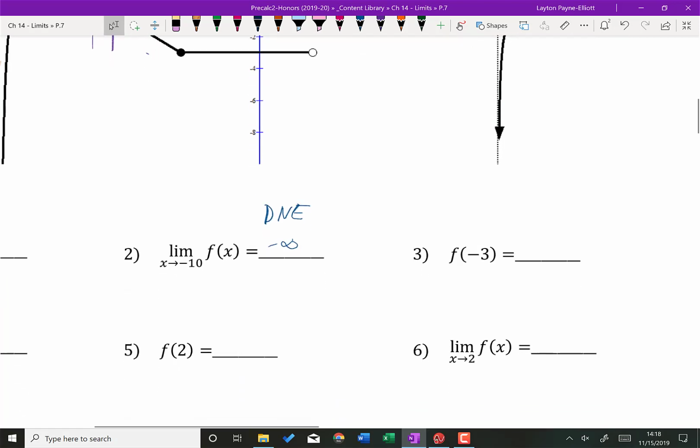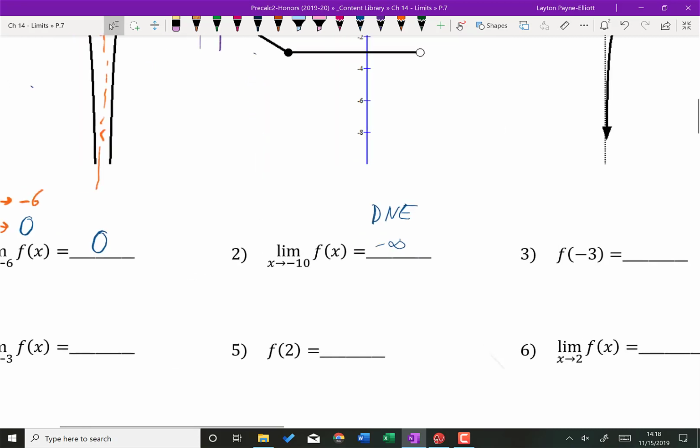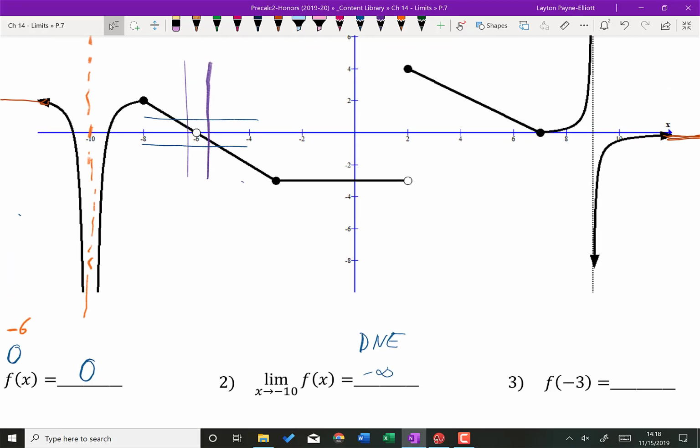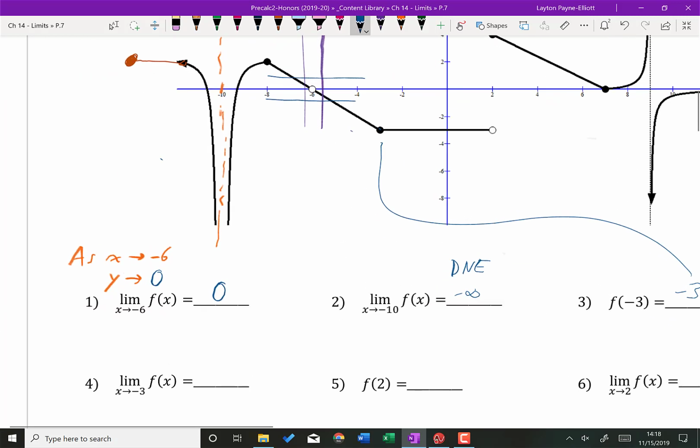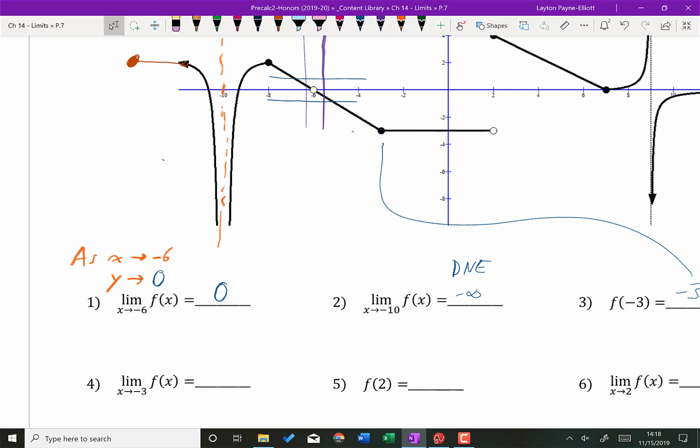What is f of negative 3? This is a different question. Yeah, f of negative 3 is negative 3. On this graph, we're referring to the location, the actual ordered pair of negative 3, negative 3. What is the limit as x approaches negative 3 of f of x? Where basically I'm asking, what is y getting really close to as x gets really close to negative 3?